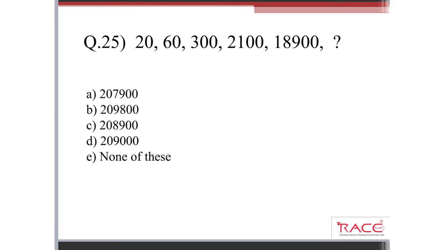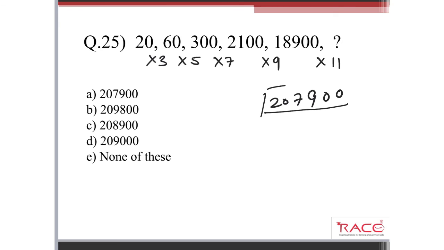Okay. So this is the last question and the easiest one. So simply we can see the relation between first and second. 20 into 3, 60 into 5, into 7, into 9, so into 11. So what will be the answer? 207,900 will be the answer, option number A.